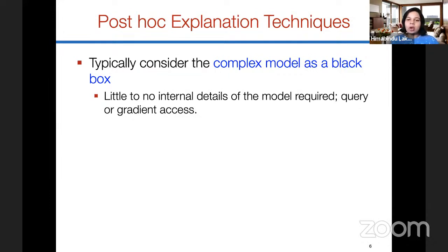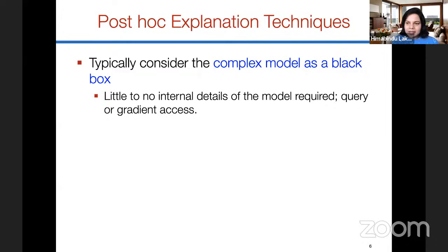So typically, a lot of these approaches consider the complex model as a black box. You need little to no internal details of the model. Most of them require query access. For example, we should be able to send in a point to this complex model and then get some output, right? That is query access. So several of the techniques that we'll be discussing today just require query access.